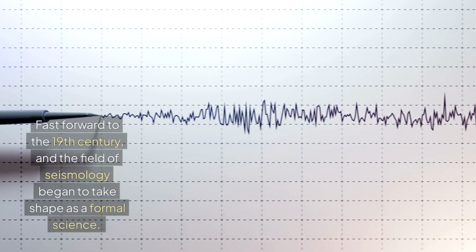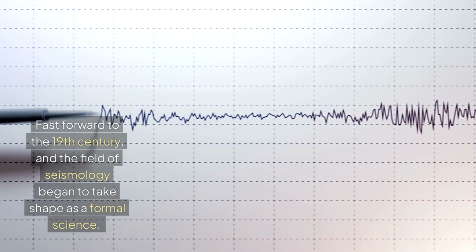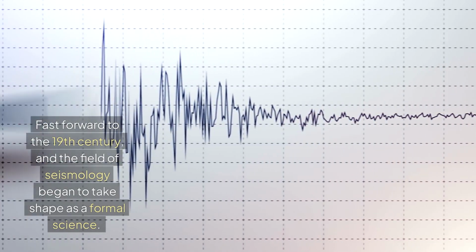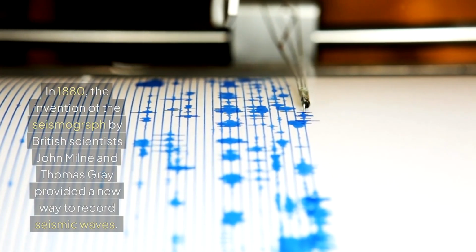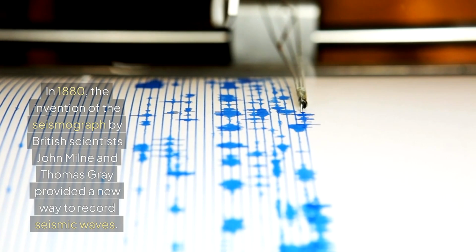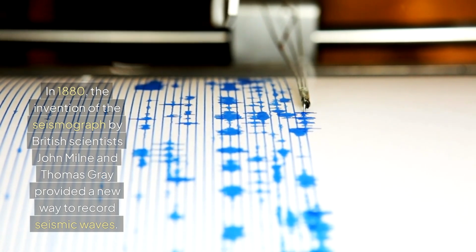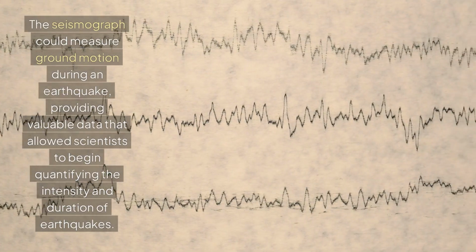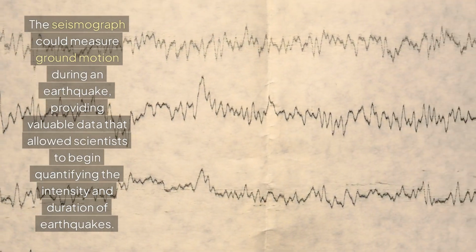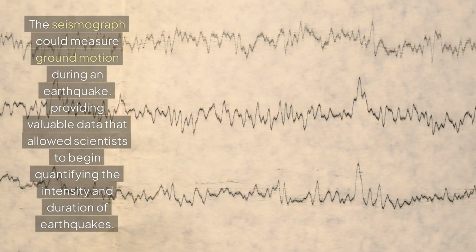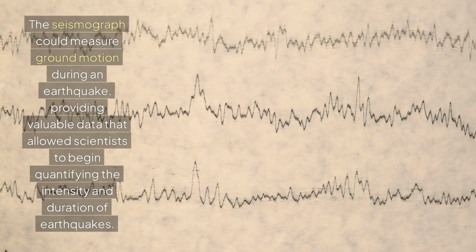Fast forward to the 19th century, and the field of seismology began to take shape as a formal science. In 1880, the invention of the seismograph by British scientists John Milne and Thomas Gray provided a new way to record seismic waves. The seismograph could measure ground motion during an earthquake, providing valuable data that allowed scientists to begin quantifying the intensity and duration of earthquakes.